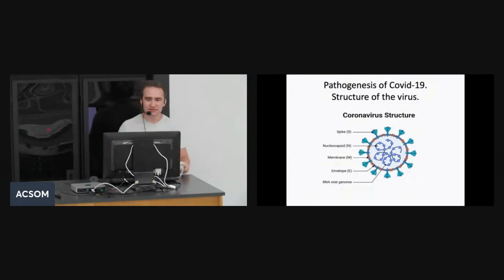There are spike proteins, which are abbreviated as... nucleic acid is inside the cell, and then there are antibodies for that as well. There is a membrane protein, there are envelope proteins, and then there is an RNA viral genome. You remember it's single-strand RNA.